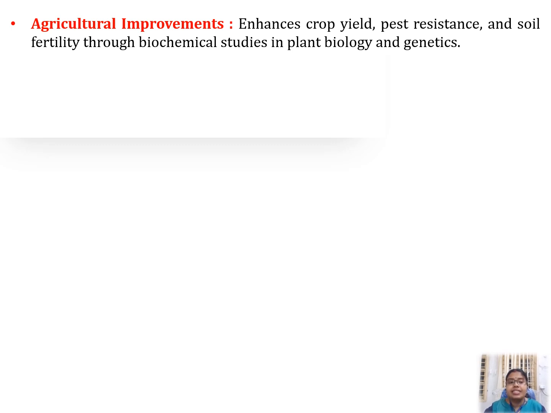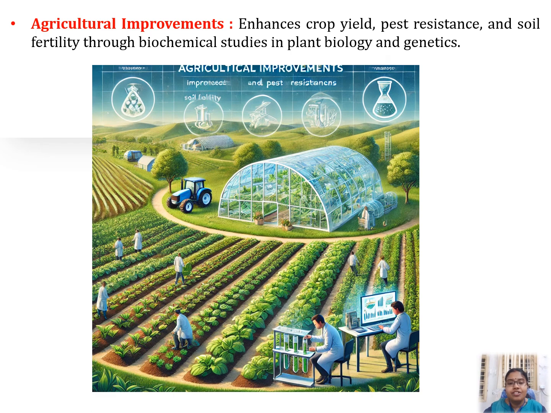Next, we can say that biochemistry is not only for life processes or medical science, it is also helpful for agriculture. It can help improve crop yield, pest resistance, and soil fertility through biochemical studies in plant biology and genetics. So plant biochemistry is also very important to improve agriculture.